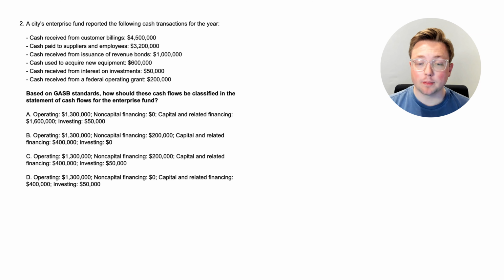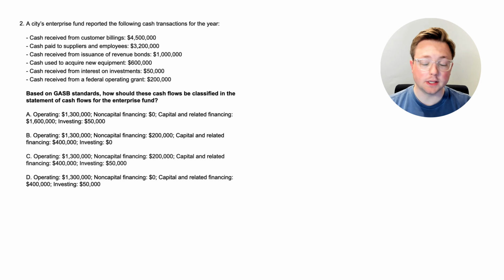A city's enterprise fund reported the following cash transactions for the year. Cash received from customer billings, $4,500,000. Cash paid to suppliers and employees, $3,200,000. Cash received from issuance of revenue bonds, $1 million. Cash used to acquire new equipment, $600,000. Cash received from interest on investments, $50,000, and cash received from a federal operating grant, $200,000.